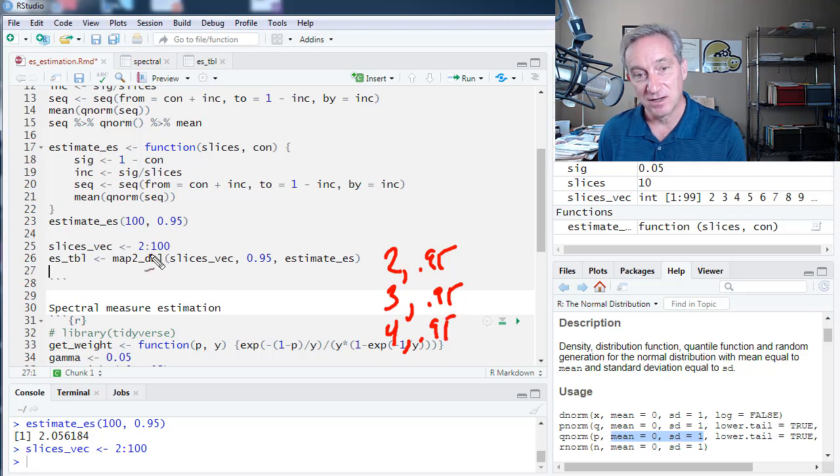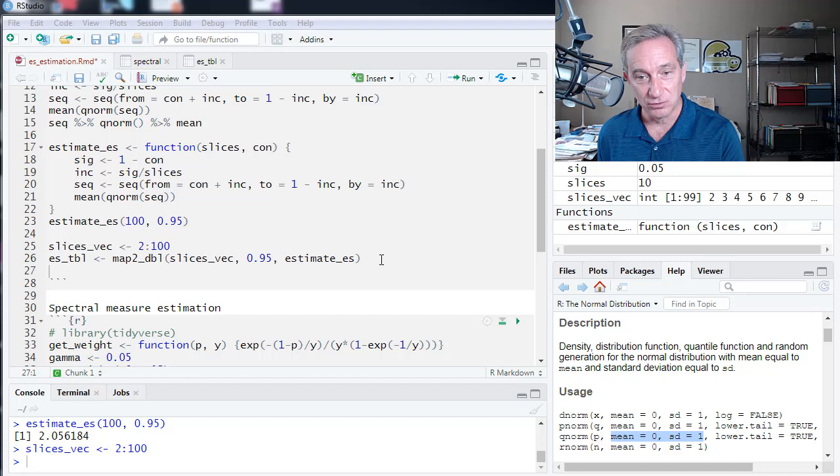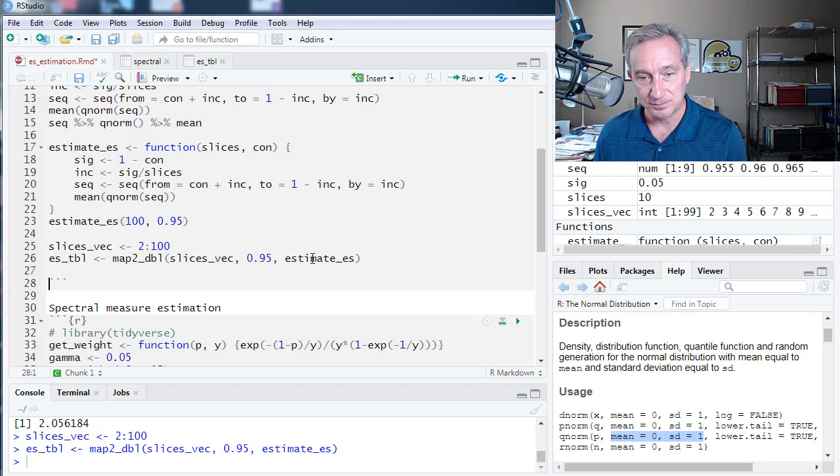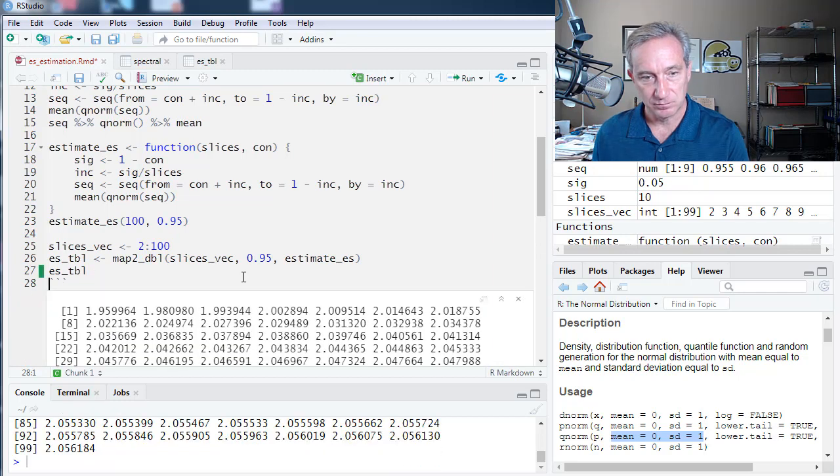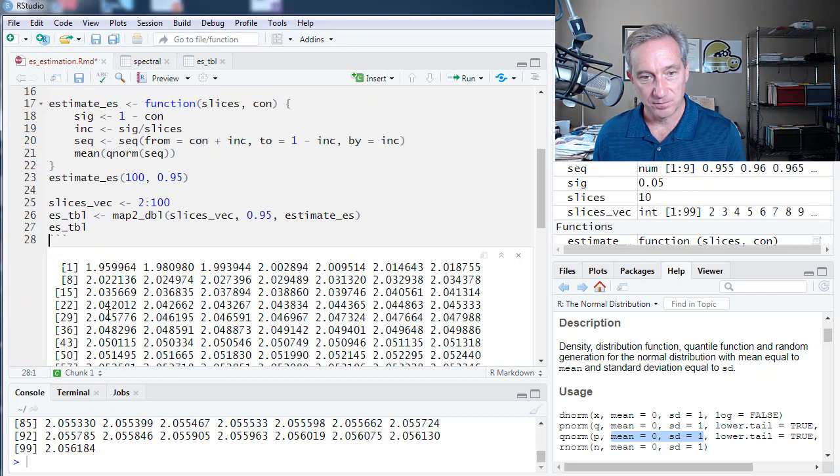So you can see here, 100 minus 2 is 98 plus 1. I'm going to call estimate ES 99 times, once for each value in the slices vector, but the 0.95 will be recycled. And so that's going to construct basically the table for me if I run it. And let's just print it out. And you can see here we are.